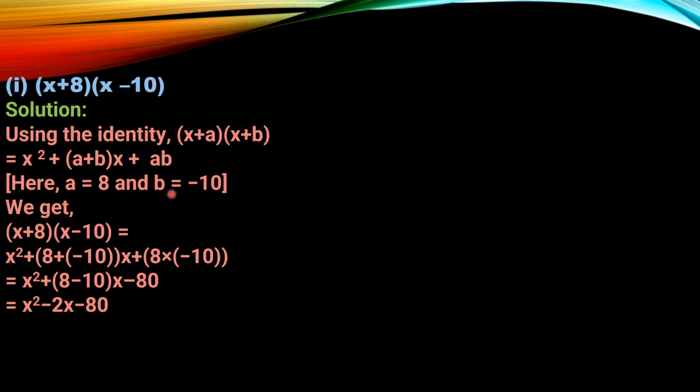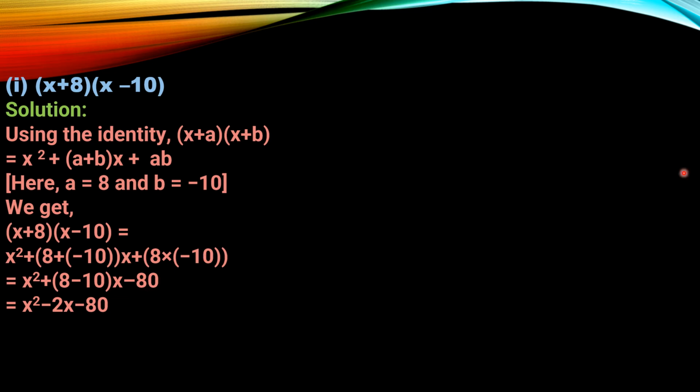What are x, and what are a and b here? a is 8, b is -10. Children, in this identity it is plus b, but here, since minus is before 10, we will take b equal to -10. After substituting in the right hand side of the identity, x squared + (8 - 10)x + 8 into -10. It will be x squared - 2x - 80.